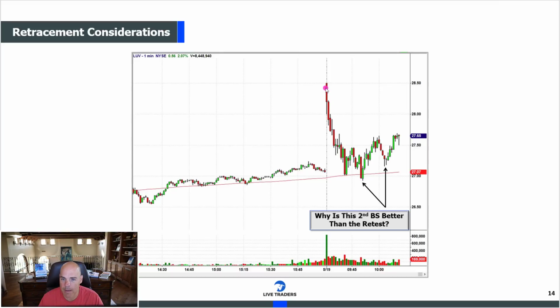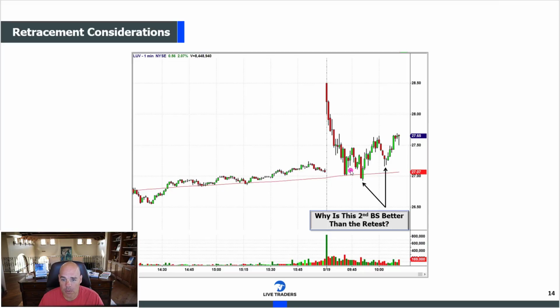Almost every day, a stock gaps up, rolls over to support, deeply rolls over. I mean, this thing went from 28.50 to 27. That's a pretty big pullback. And somebody goes, Jared, what do you think of the buy setup on LUV? And I'm like, it's garbage. It's garbage. Look how weak this is.